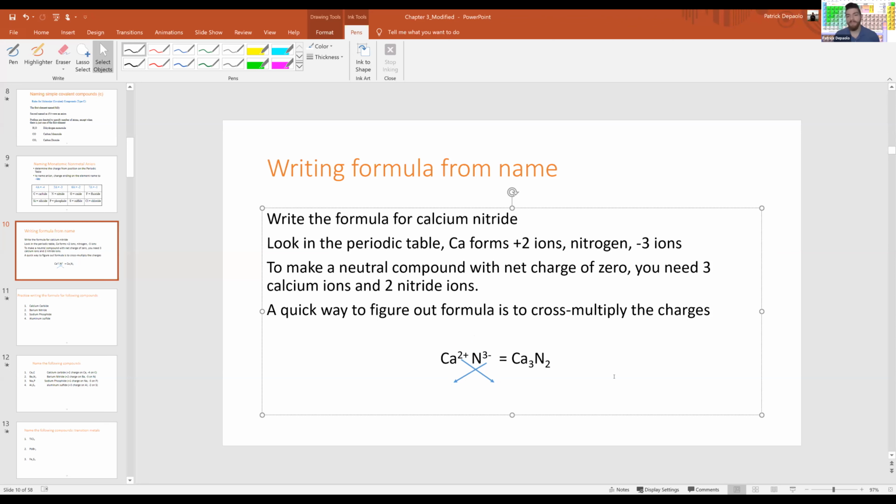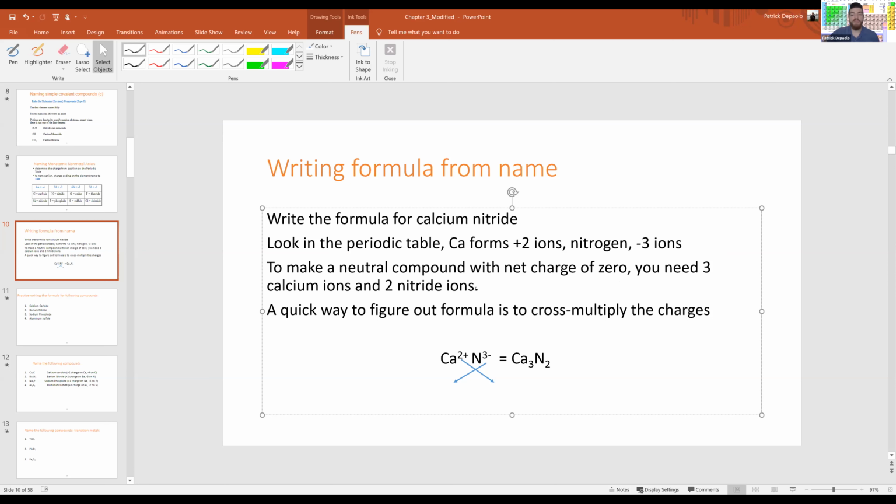The reason why is, I'm not a huge fan of this rule because it does have one little nuance, which I'll explain in a second. The rule I am a fan of is just going mathematically. To make a neutral compound with a net charge of 0, you need 3 calcium ions and 2 nitrides. That was your question? No? Okay. So you need 3 calcium ions and 2 nitride ions.